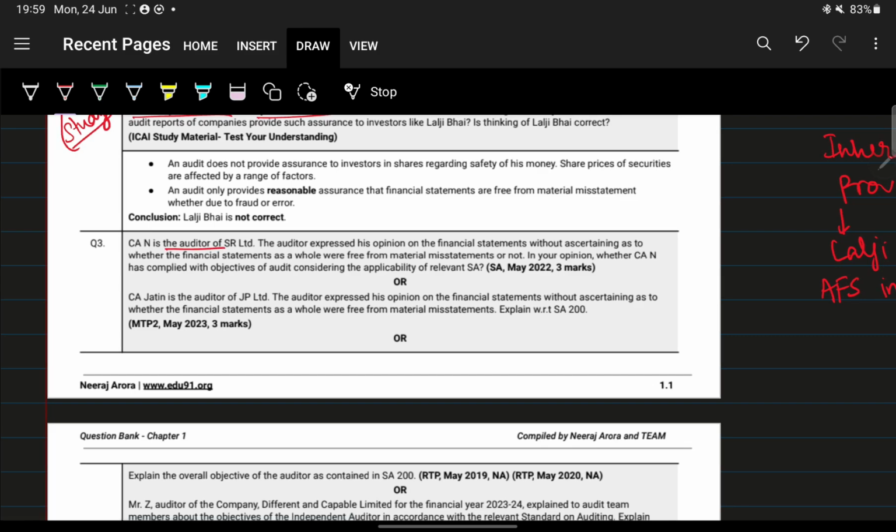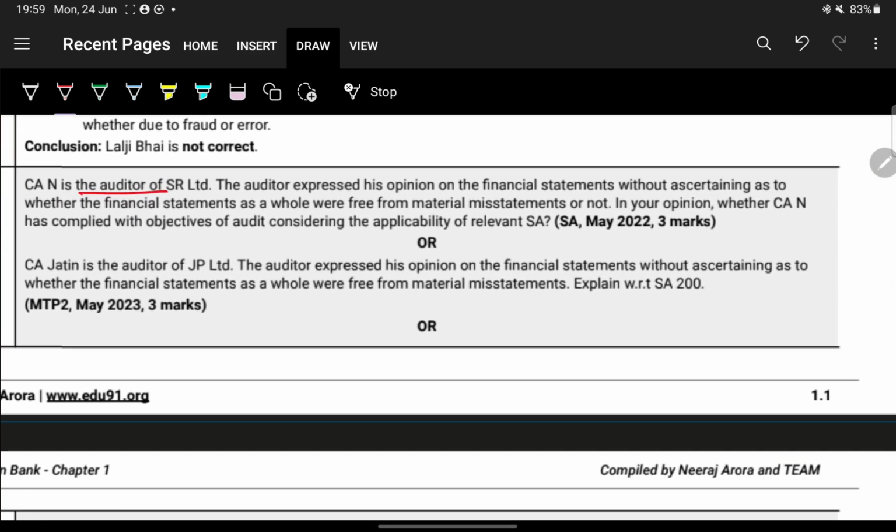Okay, CA N, the auditor of SR Limited, expressed his opinion on the financial statements without ascertaining whether the financial statements as a whole were free from material misstatement or not. In your opinion, whether CA N has complied with the objectives of audit considering the applicability of the relevant SA. Basically here they're asking you to quote SA 200, the objectives of the auditor. So let's see what the next question is also.